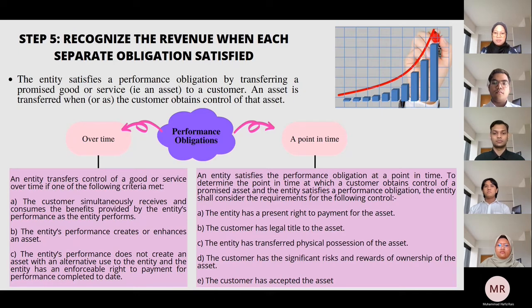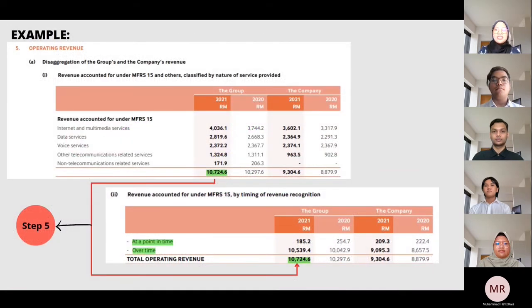Next, in this example, the TM total revenue accounted for under MFRS 15 is RM10,724.60. Then from the total, they recognize their revenue when each separate obligation is satisfied, over time or at a point in time. In conclusion, TM has more over time revenue because their services mostly need the customer to pay monthly. The next slide will be presented by my friend Hafiz.